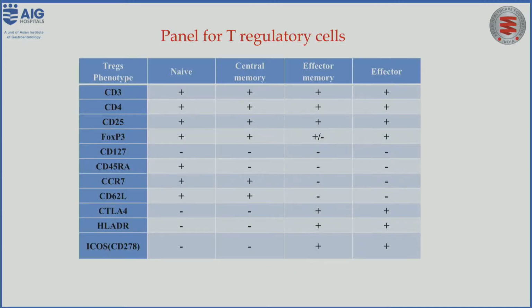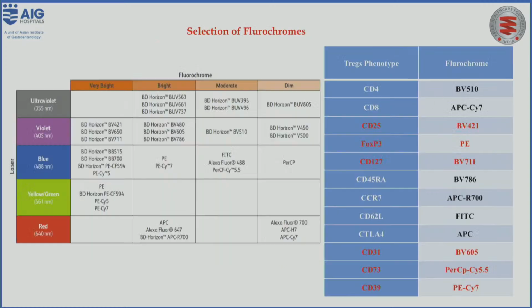Now panel development. For example, for the study of T regulatory cells, we can study basic parameters like memory status or phenotypical characteristics of different parameters. You can differentiate them into central memory, effector memory, and effectors using these markers. How do we choose the proper fluorochrome for these markers? For example, in this experiment for the Treg phenotype, I have chosen different parameters.